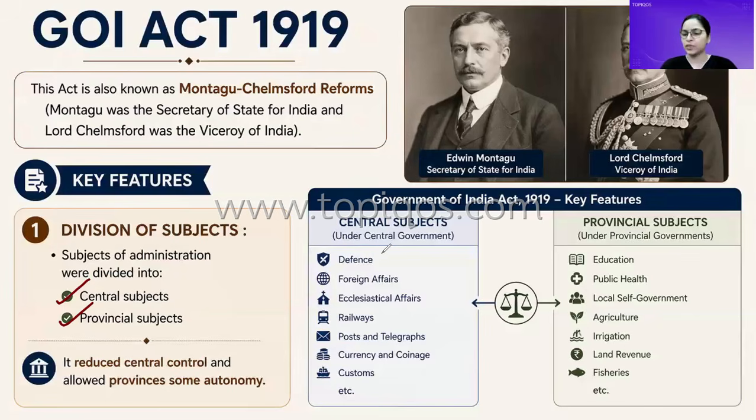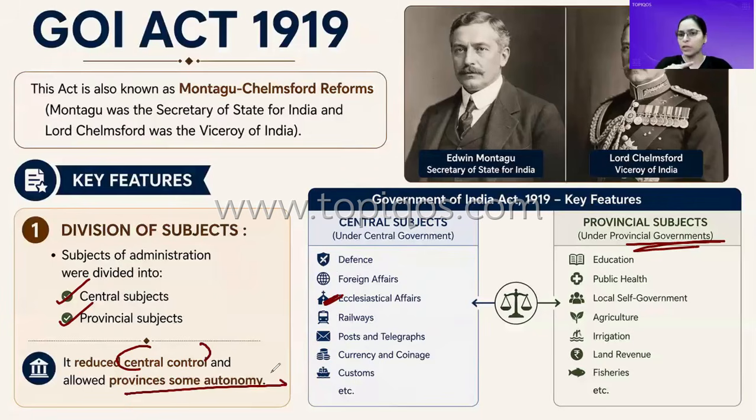For example, defense. Defense is applicable to the entire nation, so it was a central subject. Foreign affairs, the relations with other countries, had to be dealt with by the central government. Ecclesiastical affairs, railways, post and telegraph, currency, customs, and communication affairs were all dealt with by the central government. The other peripheral subjects like education, health, local self-government, agriculture, and land revenue were under the provincial government. In this manner, it reduced central control and gave provinces some autonomy.